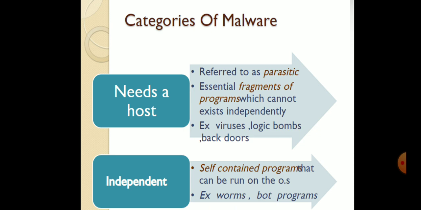Next we are going to discuss the major categories of malware. Malwares are majorly classified into those that need a host and independent malwares. Needing a host means it needs another program to run the malware. For example, a virus, a logic bomb, or a backdoor cannot execute independently; they need another program to execute. Independent malware is a self-contained program that can execute itself. It is not necessary for other programs to execute these kinds of malware. Examples are worms and bot programs.